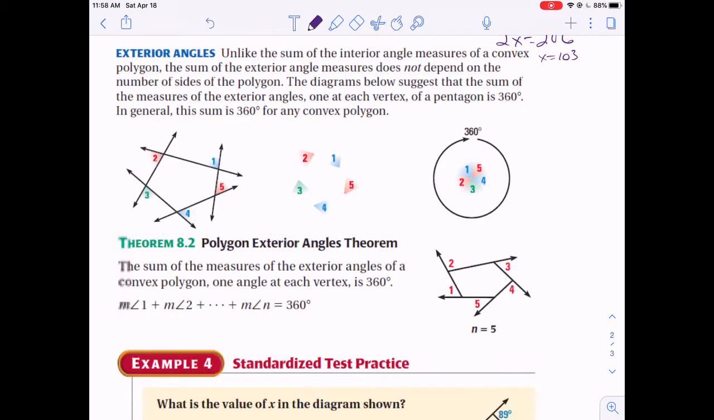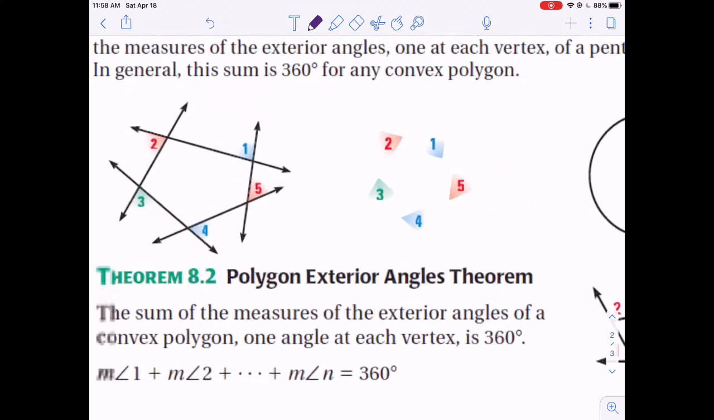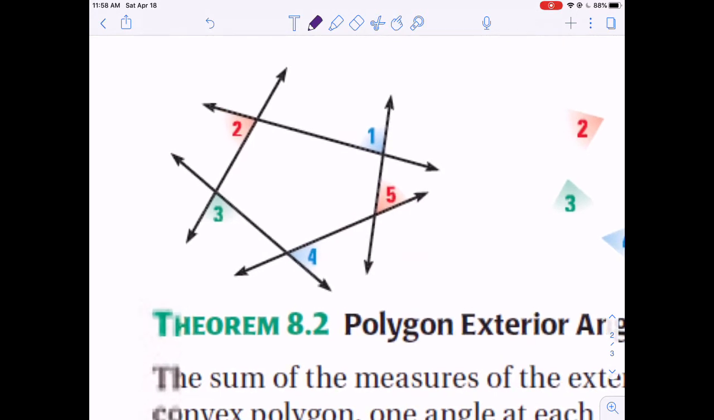Hey, welcome back to our section 8.1 with the angles of the polygons. Now we're going to talk about the exterior angles. And before we get any further, let's make sure we understand what an exterior angle is. First of all, on this picture, let me zoom in so you can see what's happening here.